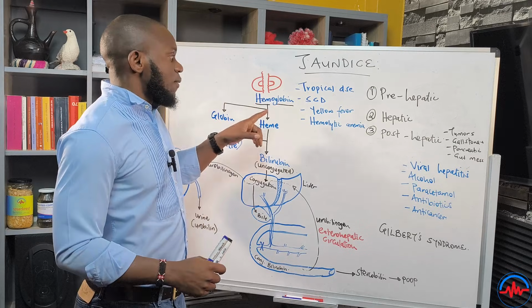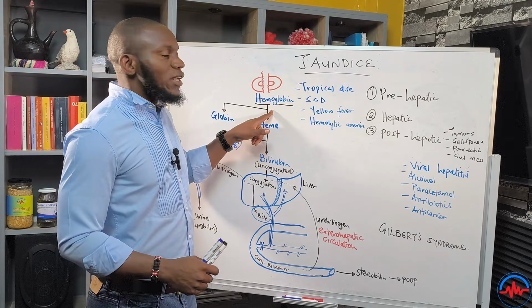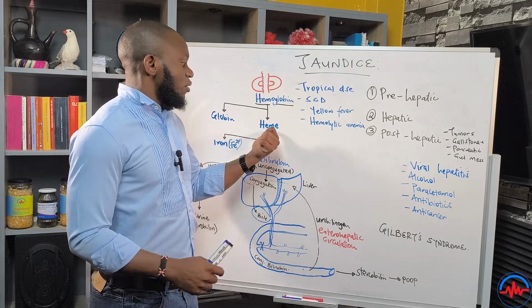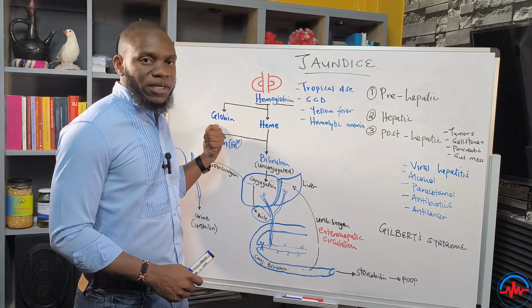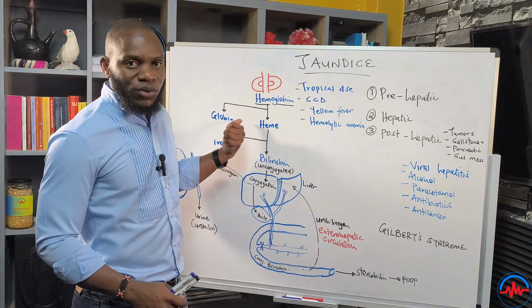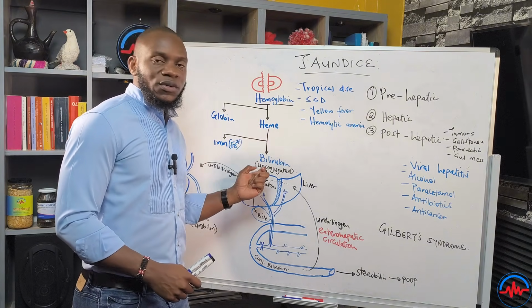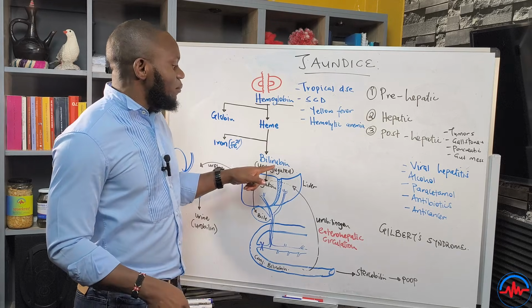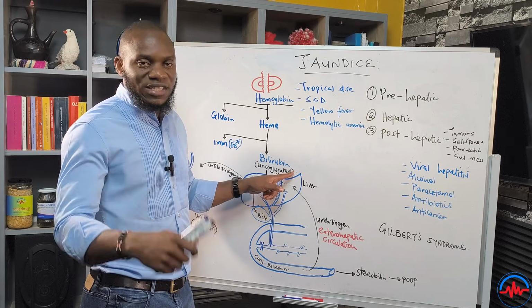Now, look at it this way. We break down red blood cells, we release hemoglobin, the carrier. The hemoglobin is broken down into two: the heme and the globin, which is the protein part. The protein part is recycled. The heme part is again broken down into two. We have the iron part, which we recycle, and then we have the bilirubin part, which brings us these issues.